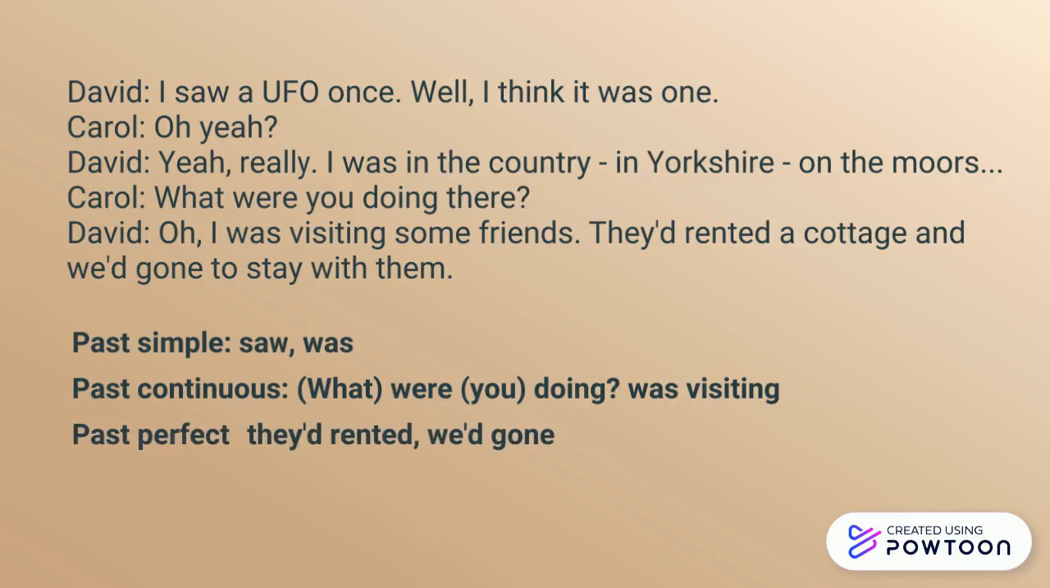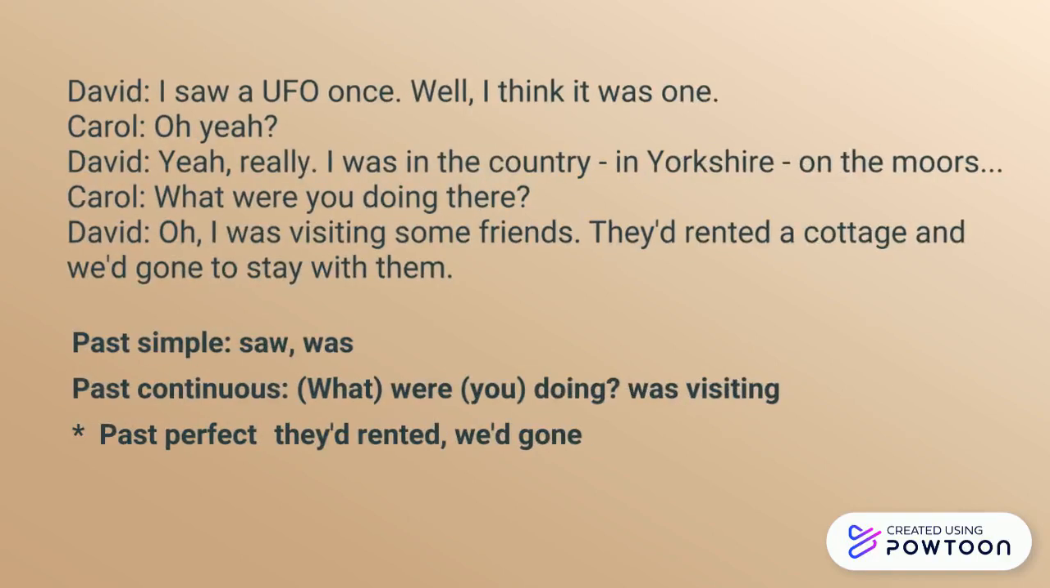So in this case, the first action is used as an introduction, so we use simple past. And then the past continuous shows an action that started even before the event, in this case, seeing the UFO. And it's giving us background information. And finally, we have the past perfect, which is going to show an action that happened before the main event. So it's also given as background information.